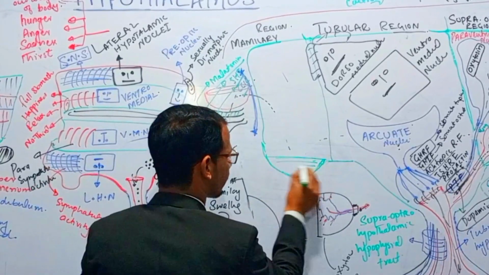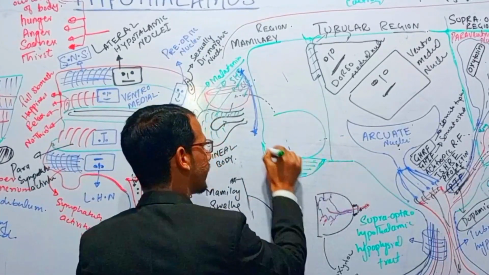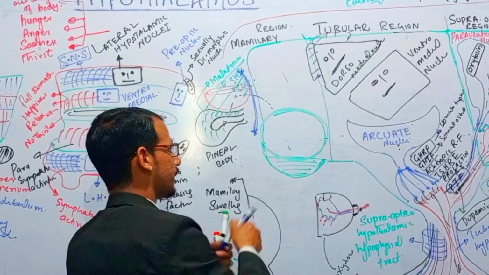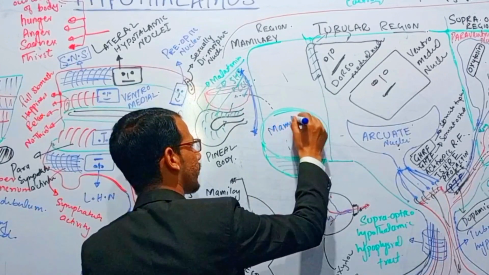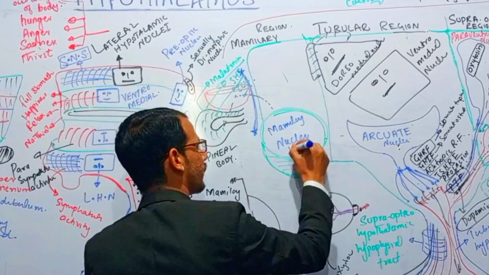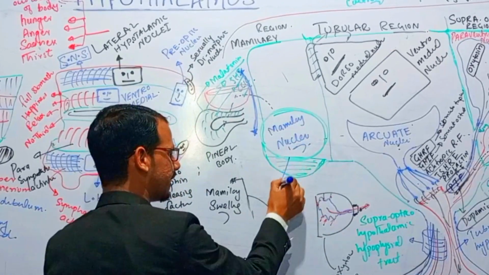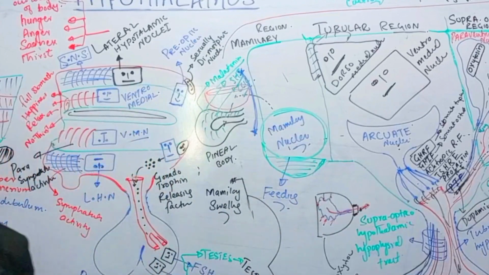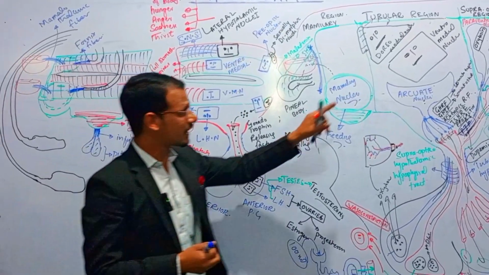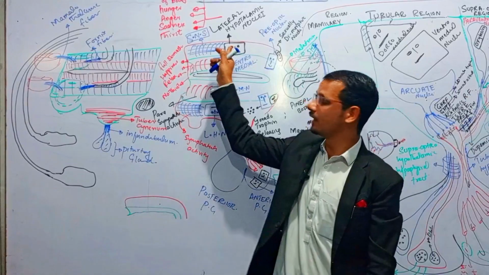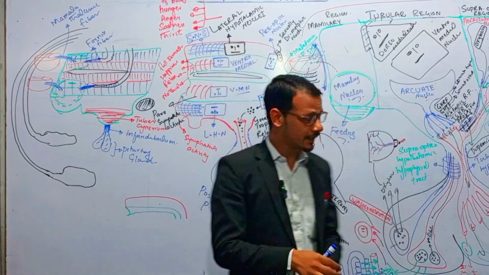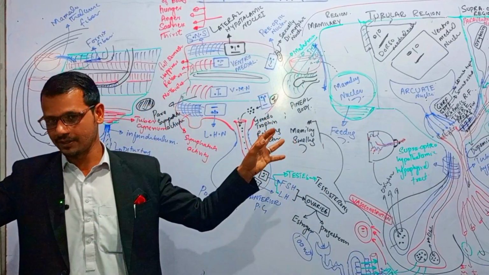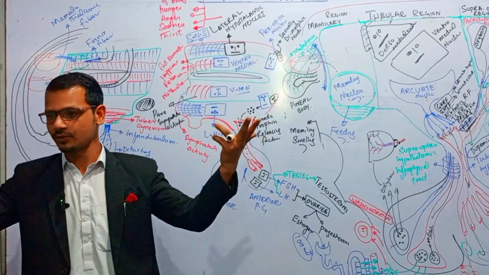The last region is the mammillary region, and this is mainly the mammillary swelling. Here we have a nucleus called the mammillary nuclei, and this mammillary nuclei is for feeding. It is for how much you will eat, and it is responsible for how the tea was, how the dish was.